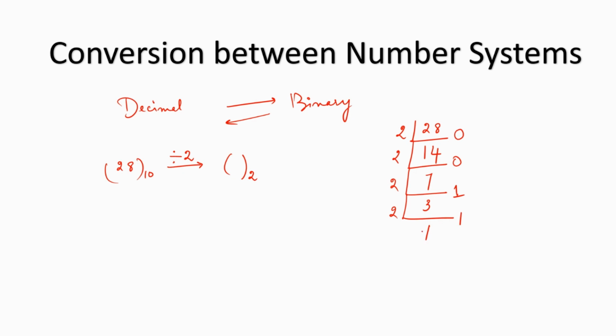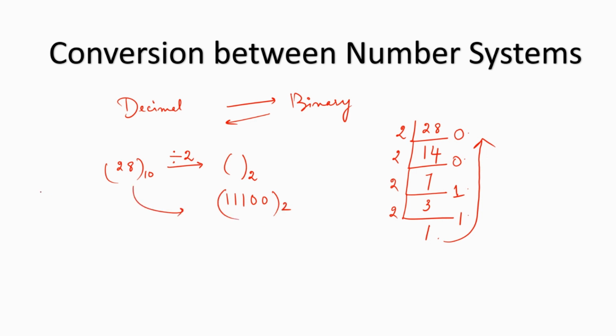I can't divide 1 further, so I'll stop the division, and now I have my binary representation if I write it from bottom up. So the binary representation of 28 is now going to be 1 1 1 0 0. So I have 1 1 1 0 0 as the binary representation of 28.